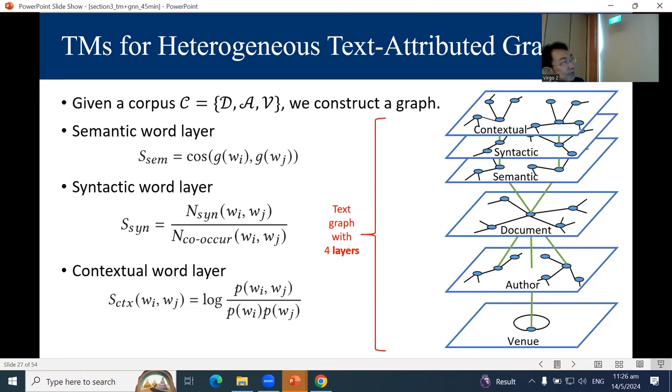Okay, now you've got text attributed graphs, four layers. So then we can break down the modeling into two types. One is what we call intra-layer. Intra-layer meaning it will work within each layer, because there's a graph within a layer. So there's a graph just for documents, there's a graph just for authors, there's a graph just for the words and so on, right?